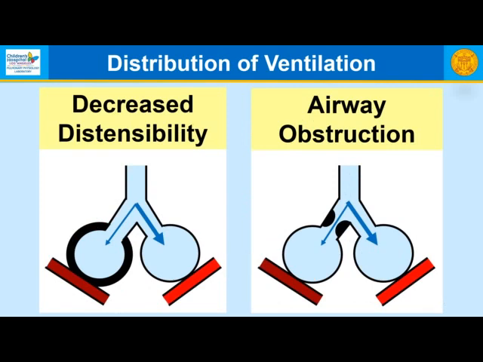The distribution of ventilation is determined really by only two things: decreased distensibility, so you can see most inspired air is going to go here, less is going to go to this stiff lung, or airway obstruction. Most of the inspired air is going to go here, less is going to go through this narrow airway.